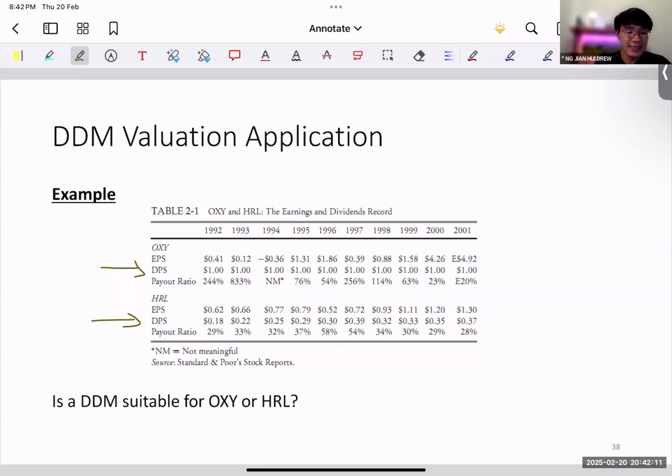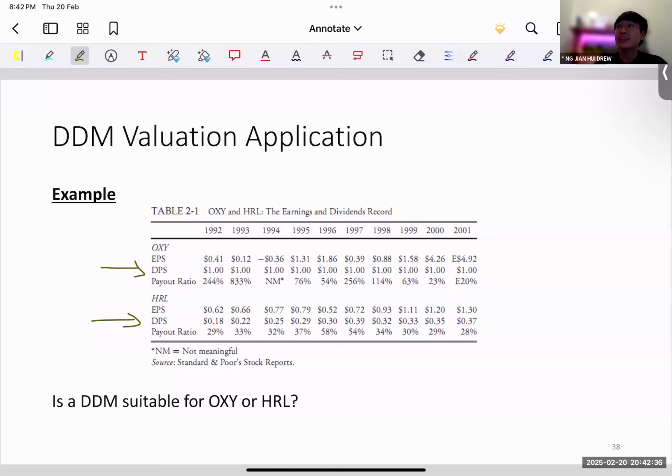So the question is, is DDM suitable for OXY or HRL? Okay, someone says HRL. HRL, stable dividend payout. That's right. Stable HRL. Yes, you are right. So we can use HRL.